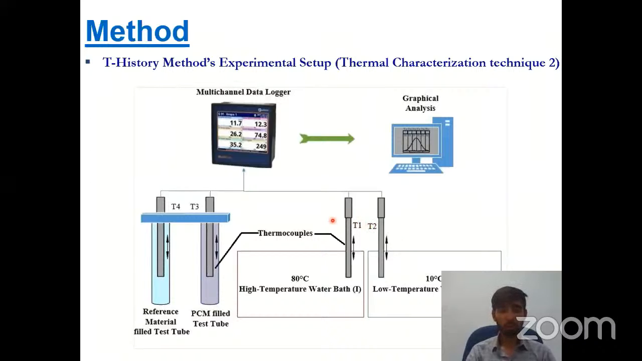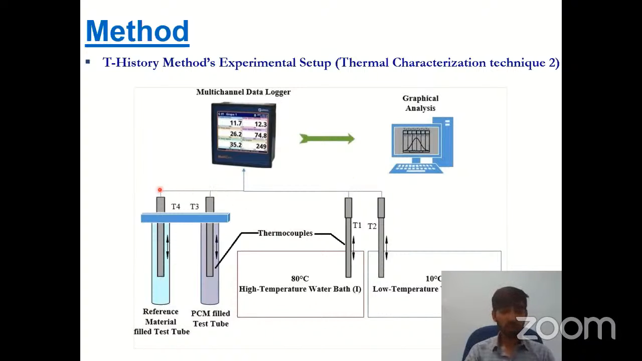These four thermocouples are connected with the multi-channel data logger, which is used to save the temperature with respect to time, and then we extract the temperature from this data logger and present it in the form of two types of graph. One is the charging curves, and the second is the discharging curves or graph.